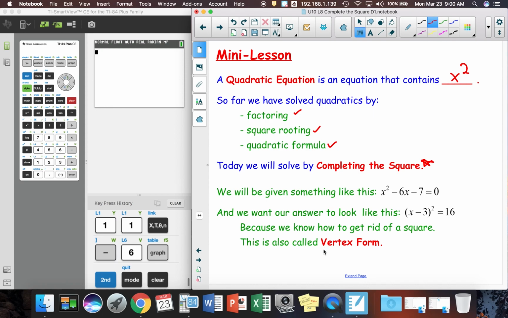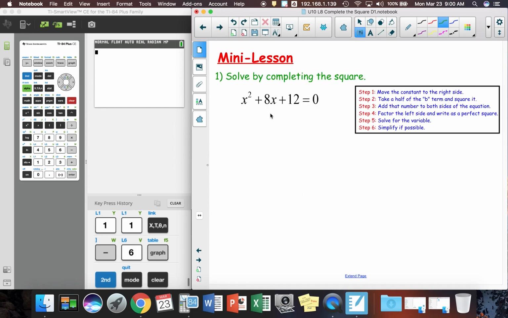This is also known as vertex form. This is very important. Okay? Sometimes they can write this equation in vertex form. It just means that you have to use completing the square. Okay, so here's our first problem. Now we're going to follow all of these steps. There are 6 steps. We're going to follow them step by step.